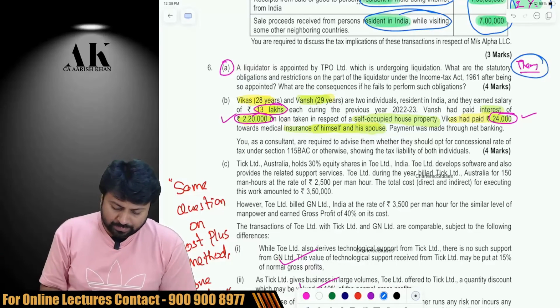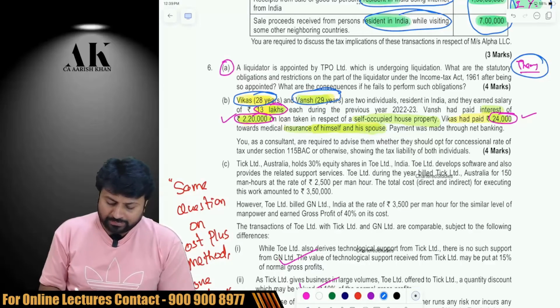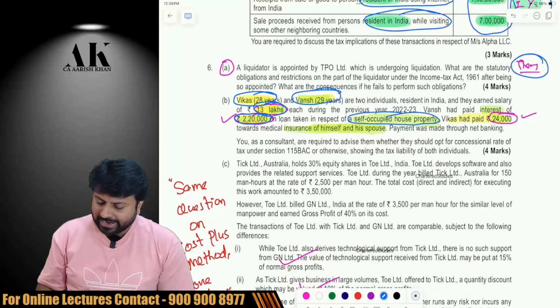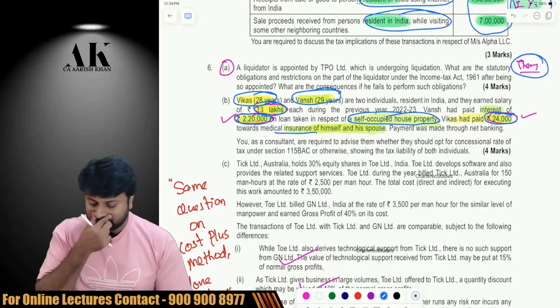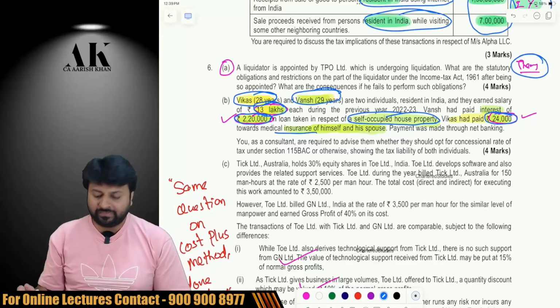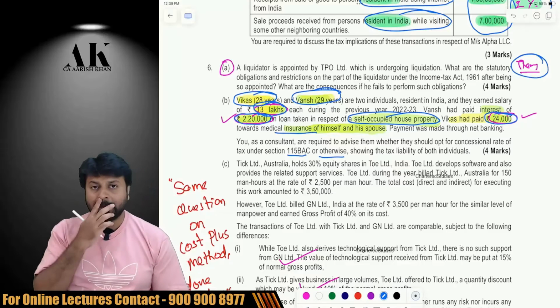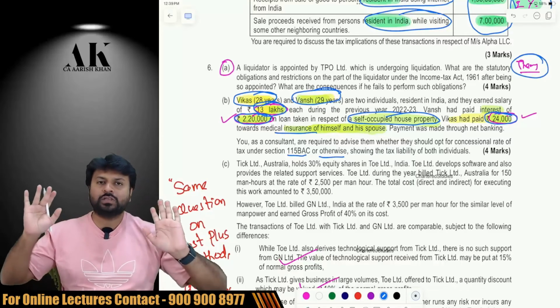Next one is, there are two persons, Mr. Vikas and Mr. Vansh. Both of them are earning a salary of 13 lakh rupees. One of them is paying housing loan interest of 2,20,000 on self-occupied property, and another is paying 24,000 rupees medical insurance for himself and his wife. Now we need to identify which option is better for them, whether they should go for 115BAC or otherwise. You have to make two calculations for both of them.